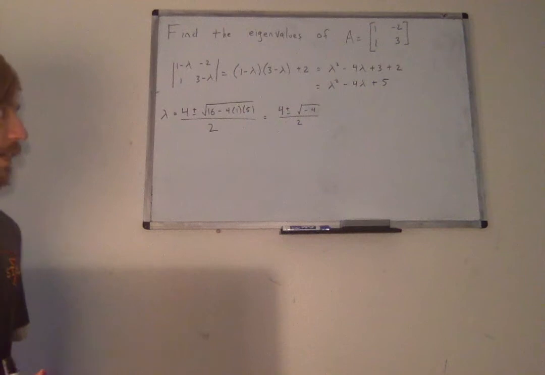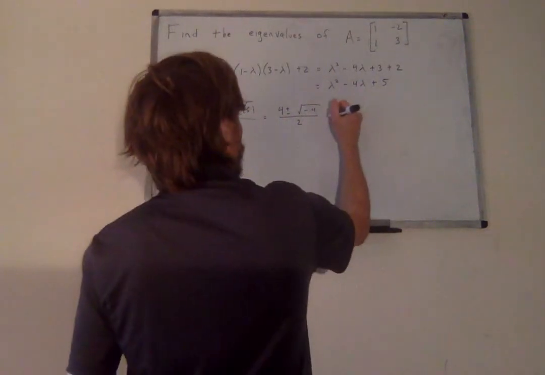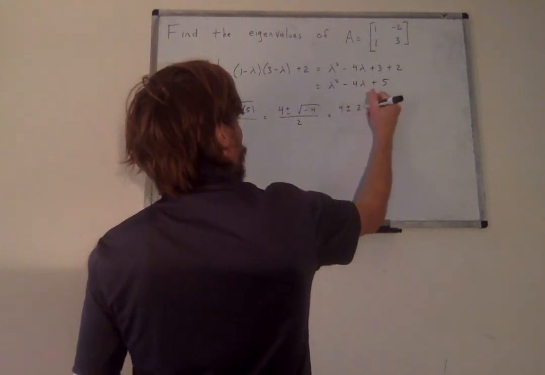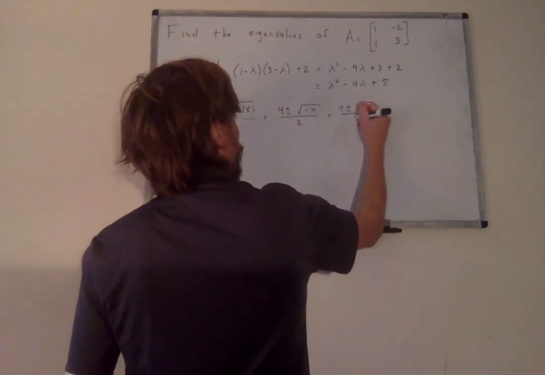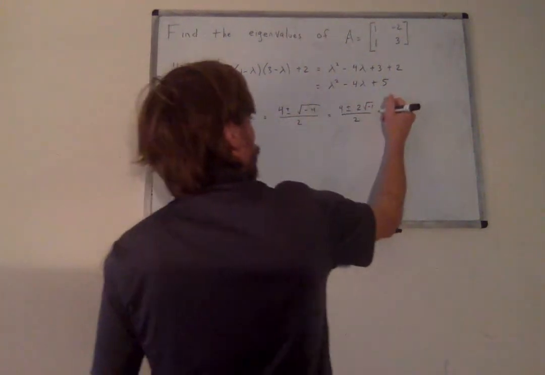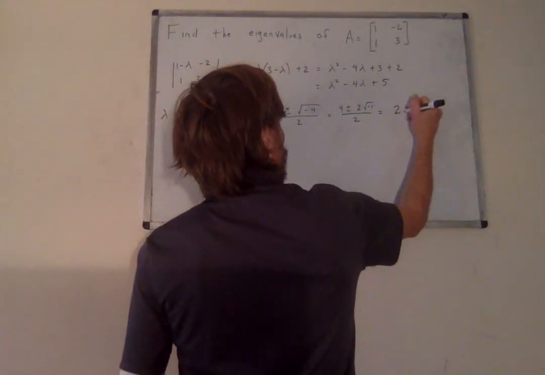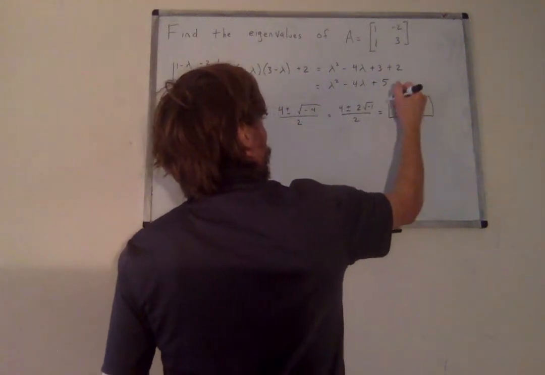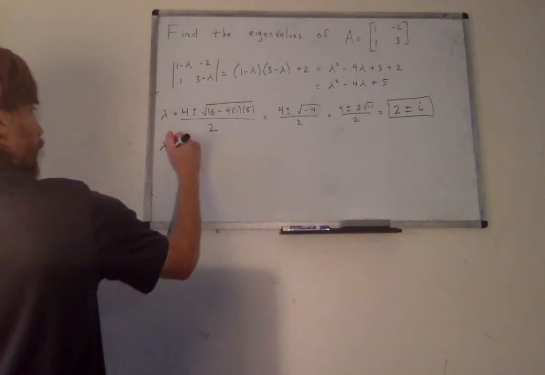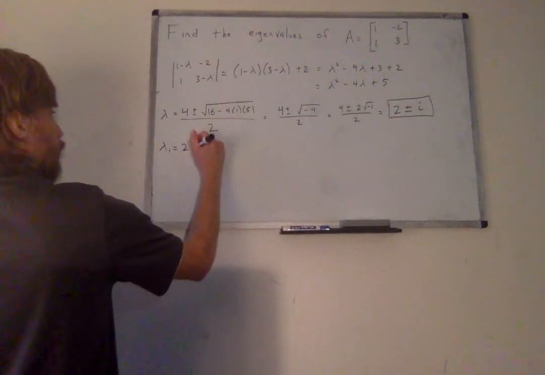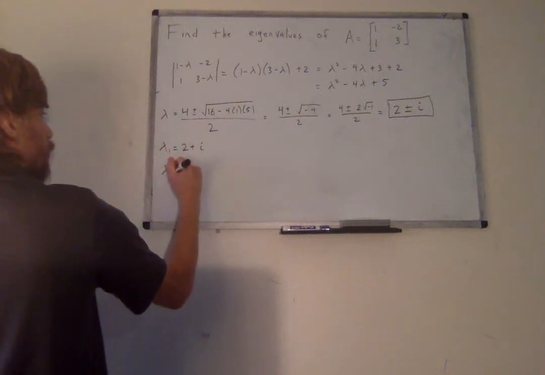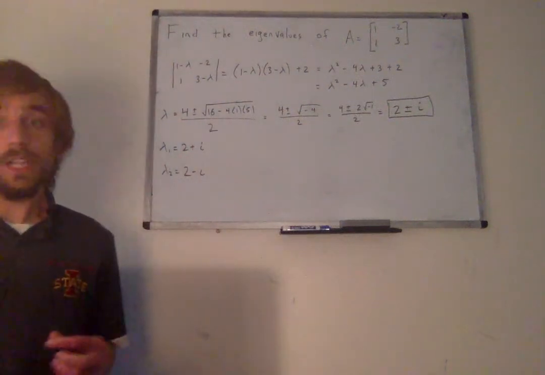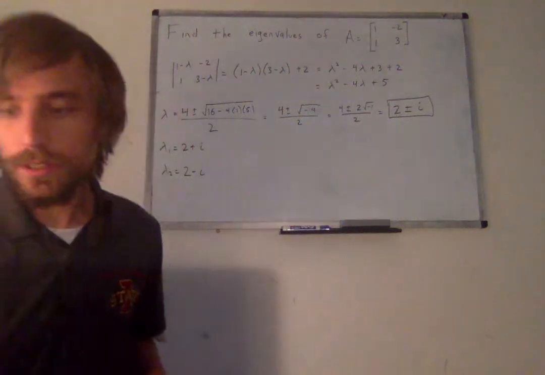Well, that's fine. We know what the square root of negative 4 is, right? So this is equal to 4 plus or minus 2 times the square root of negative 1, all over 2. And now I can distribute this 2. And we know that the square root of negative 1 is equal to the imaginary number i. And so it turns out that this matrix has two eigenvalues. Lambda 1 is equal to 2 plus i, and lambda 2 is equal to 2 minus i. So this matrix has complex eigenvalues.